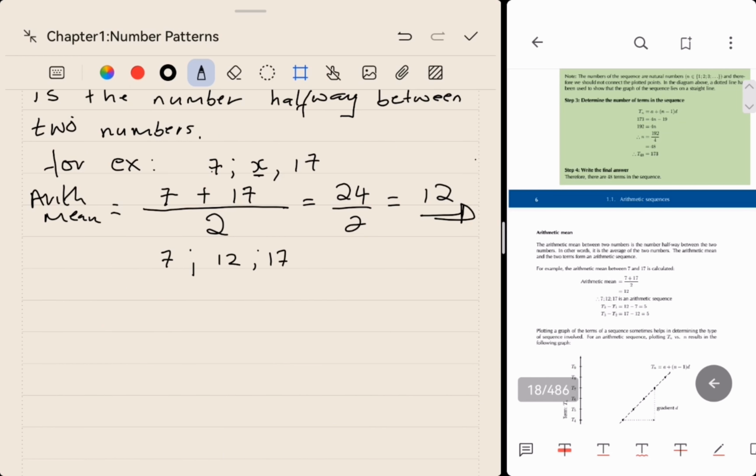And when you further dissect this, it should give you an arithmetic sequence, which is 17 minus 12 gives you 5. 12 minus 7 gives you 5. So the arithmetic mean, when put in this sequence, should give you a common difference, right? Which makes this now an arithmetic sequence.